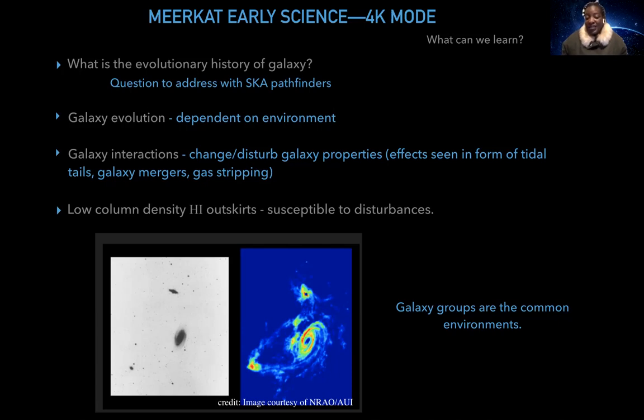To highlight this, I have shown an example of the famous M81 galaxy group. The figure on my left is an optical image, and the figure on my right is the radio image of the galaxy group. It is clear that we get more information using radio observation as compared to optical observations when it comes to understanding galaxy interactions.